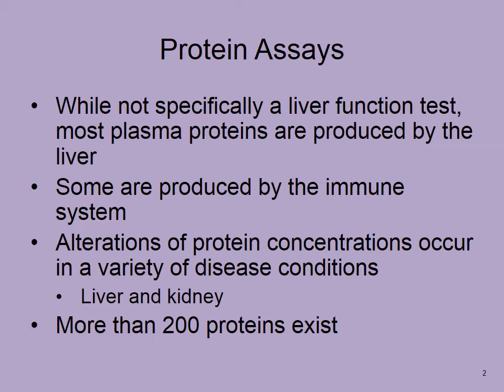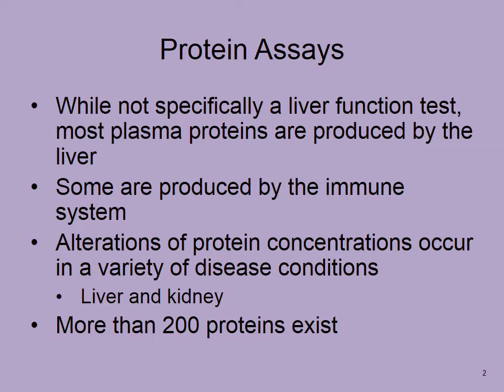So couple of notes about proteins. They're not specifically a liver function indicator, but most plasma proteins are produced by the liver. So if we have liver disease or any change in liver function, then often we will get usually low plasma proteins. Some proteins are produced by the immune system. So you'll remember that one of the big proteins involved in the immune system is immunoglobulin. So that's a globulin protein, and so we definitely get quite a few proteins from there.